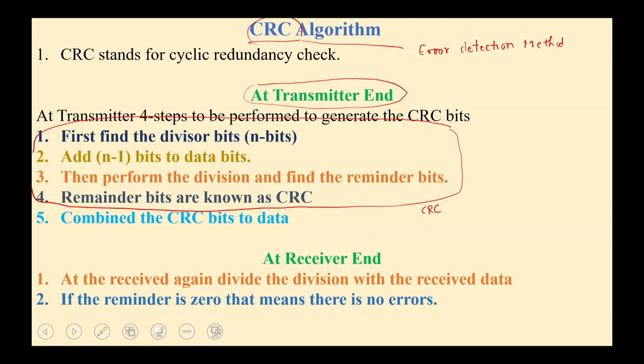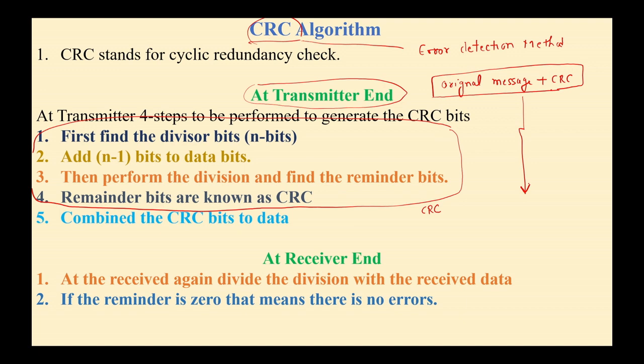The answer is, you know, your original message is mixed with CRC. The data to be transmitted is a combination of the message plus the CRC. This complete data is transmitted from the transmitter side, and on the receiver side we receive the same message, your original message, and also the CRC.